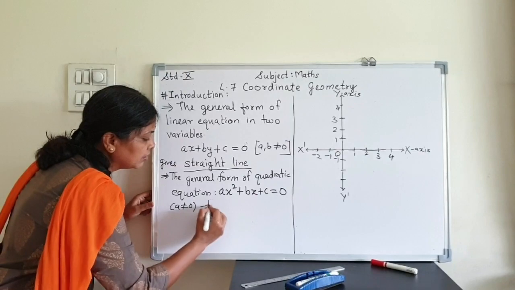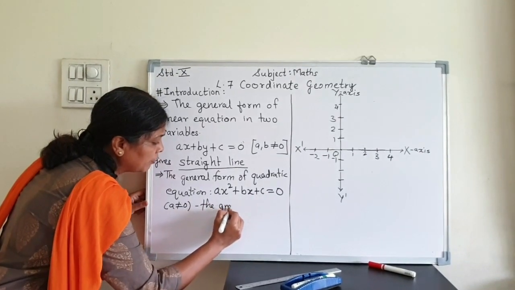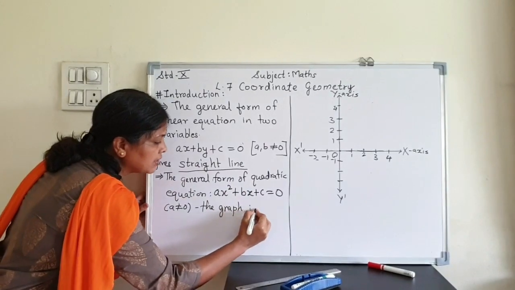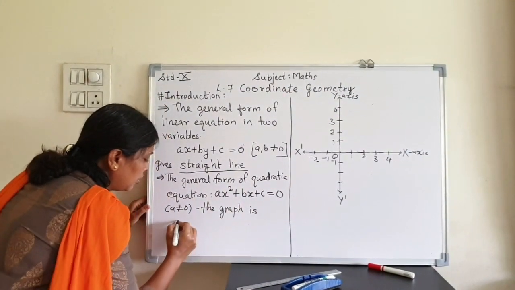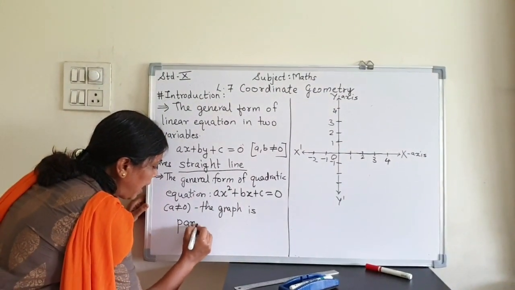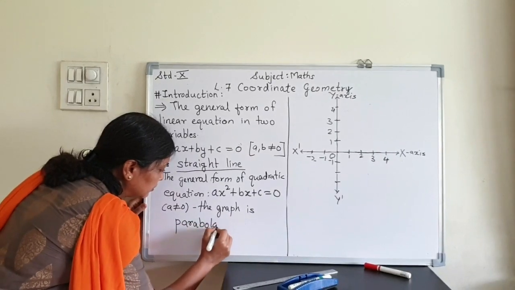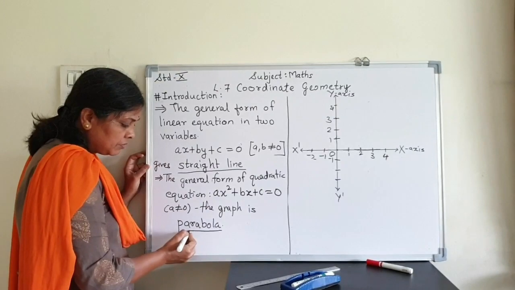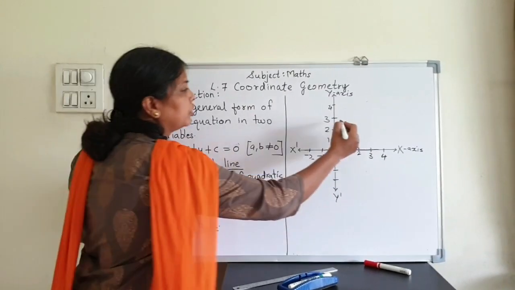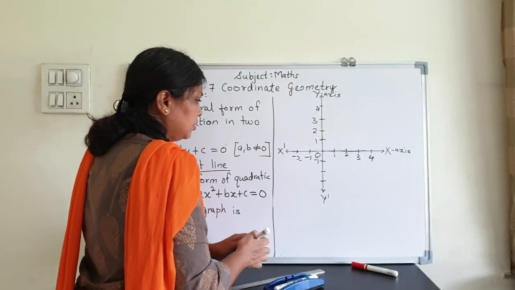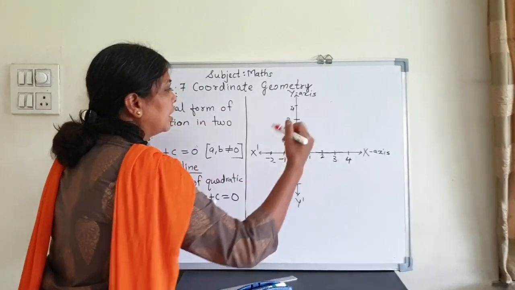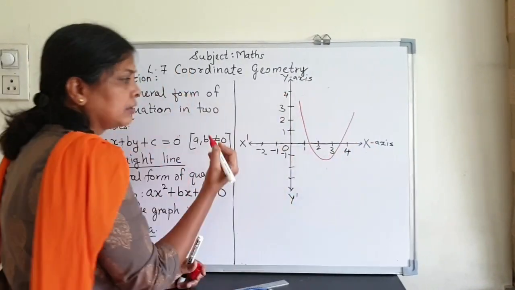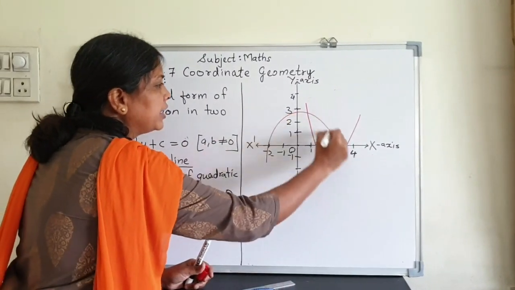That gives us the graph of this equation is a curve called parabola. So you have learned about this. So the curve, the graph representation for quadratic equation we get like this, or it could be this.